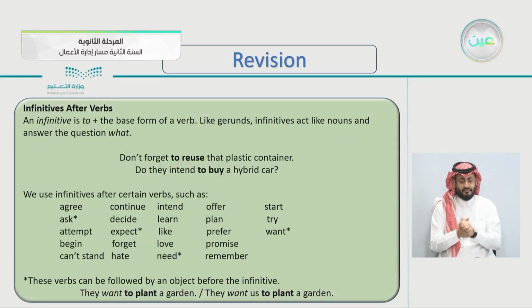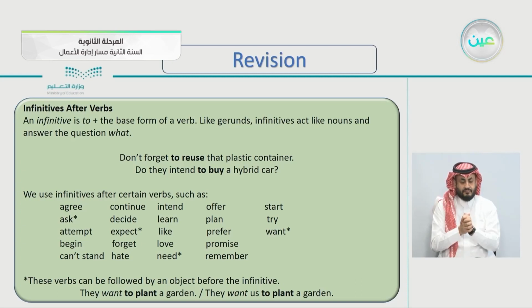Also, we took the infinitives after the verbs. An infinitive is to plus the base form of the verb. Like gerunds, infinitives act like nouns and answer the question, what? For example, here, don't forget to reuse that plastic container. Or, do they intend to buy a hybrid car? We use infinitives after some verbs like intend, offer, start, try, plan, and so on.